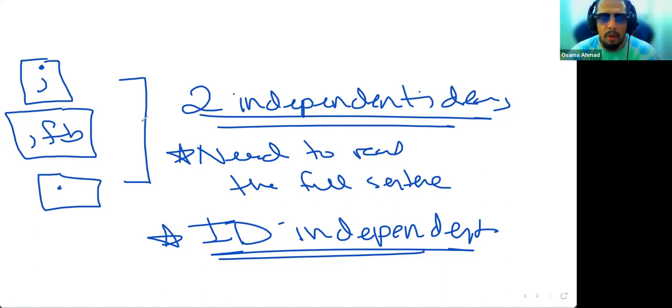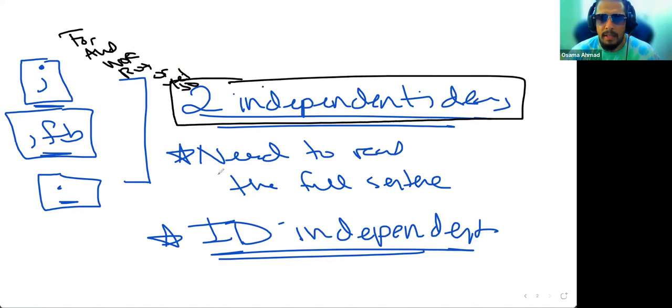The easiest way, or the best way, to begin right now is the semicolon, comma FANBOYS, period. What are our FANBOYS? For, and, nor, but, or, yet, so. What is your job? Identify two independent ideas: one before, the second one after.